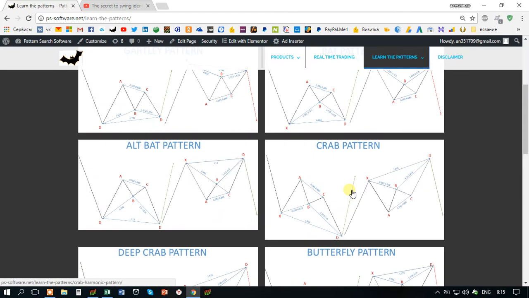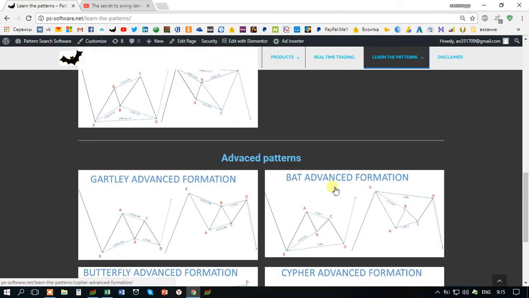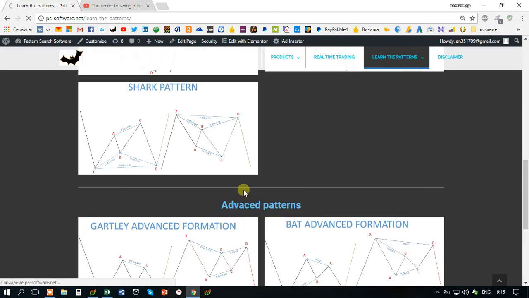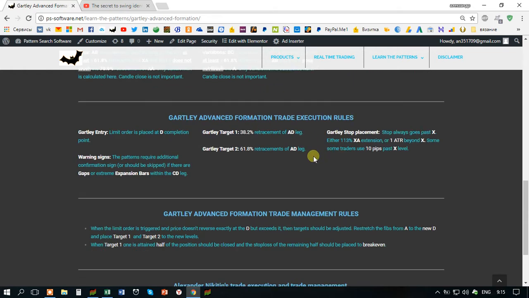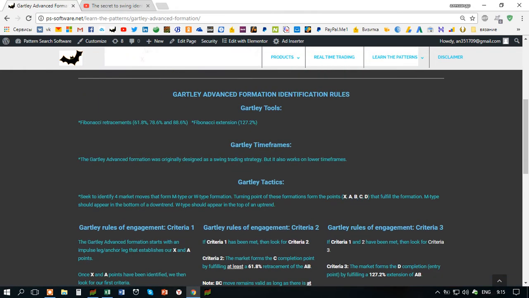Want to trade harmonic patterns? You are welcome, click on whatever. Want to trade advanced patterns? You are welcome as well, click on whatever pattern and get the detailed explanation. So you have the identification rule, trade execution rule, and trade management rules.